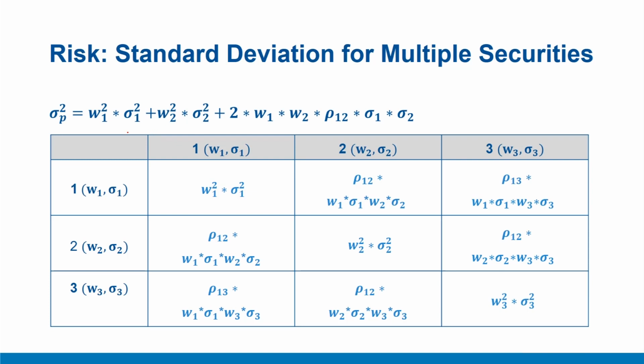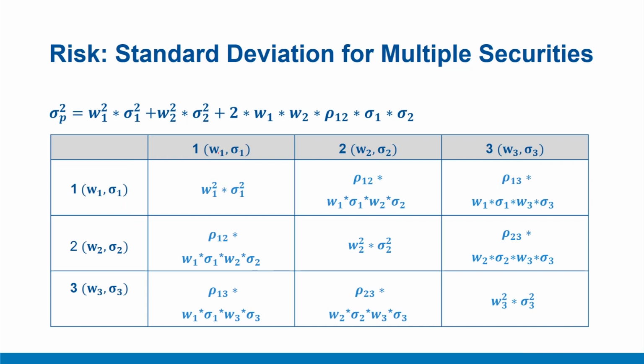Simply extending the formula for a 2 security case to a multi-security case, kindly have a look at this 3 cross 3 box. We'll try to extend the formula that we developed there for this 3 security case. So we have W1 sigma 1 for security 1, W2 sigma 2 for security 2, W3 sigma 3 for security 3. Similarly, we have rho 1 2 for correlation between security 1 and 2, rho 1 3 for correlation between security 1 and 3, and then we have rho 2 3 for security 2 and 3.